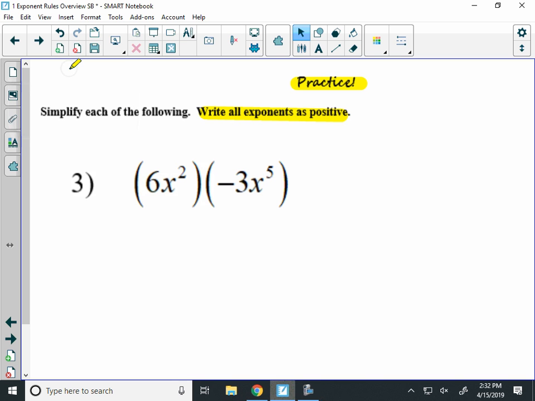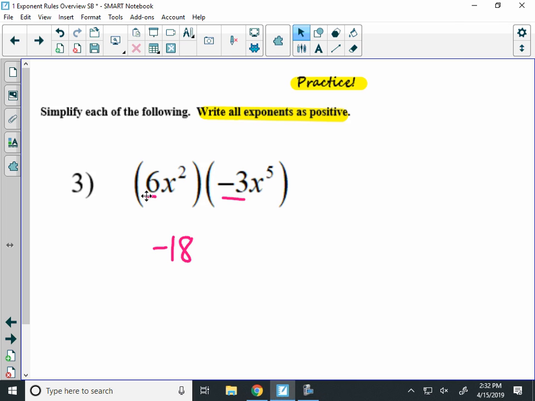Alright, so let's do a couple of the practice problems over the exponent rules. So you're going to have 6x squared times negative 3x to the fifth. What I would do first is, we don't have any power to a power, you're just simply multiplying things together. So I'm going to start with the numbers. 6 times negative 3 is negative 18.